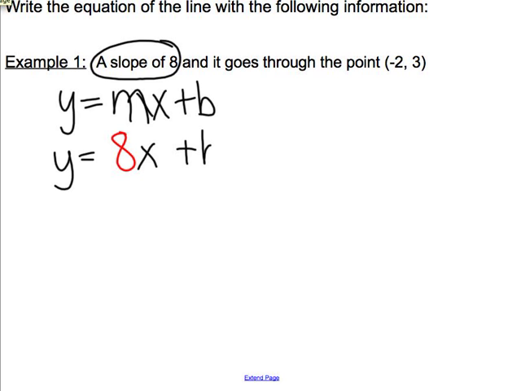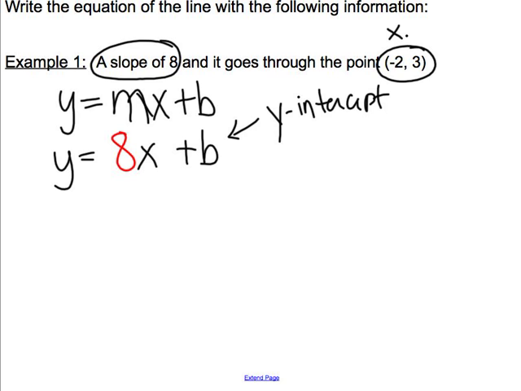X plus B. So it looks like what we don't know is B. Remember what B is? It's your y-intercept, or your starting point. It's when x is 0, what is y? But we do have a point. Remember, a point is always in the form x comma y. We want this rule to work for this point. So that's saying that if I plug in -2, my answer should be 3. So the question is, what b would make that work?